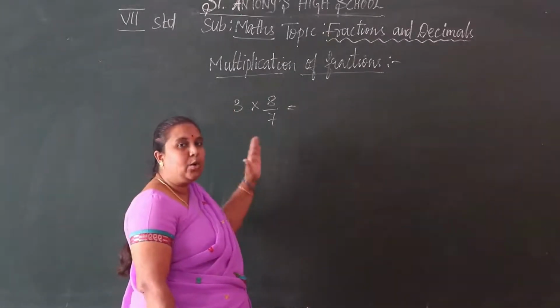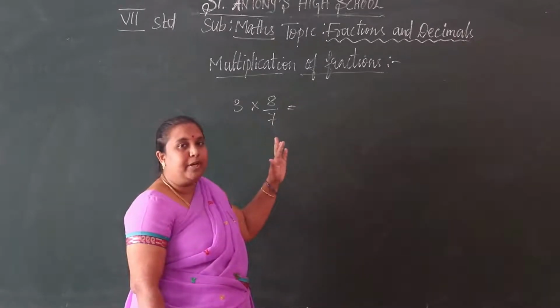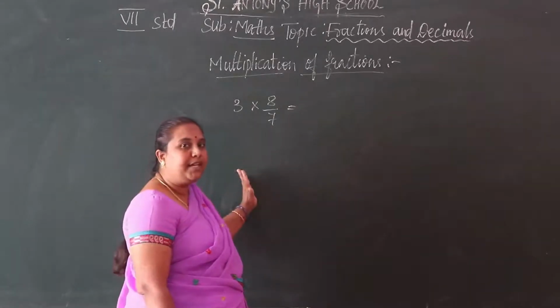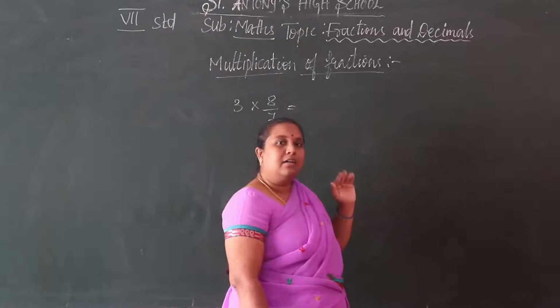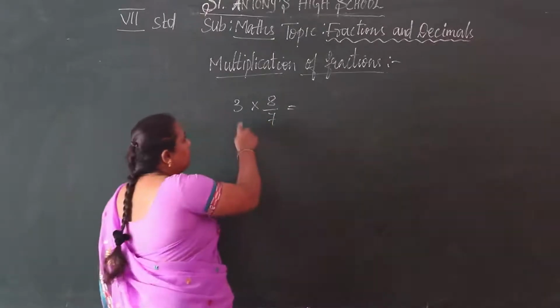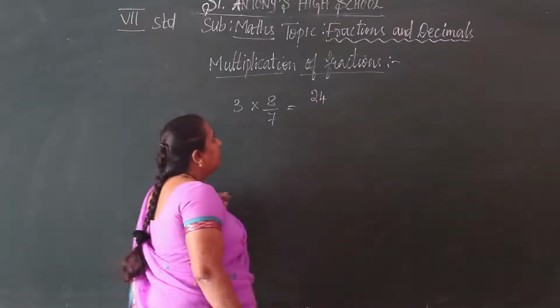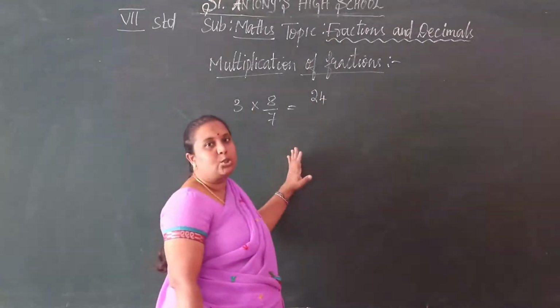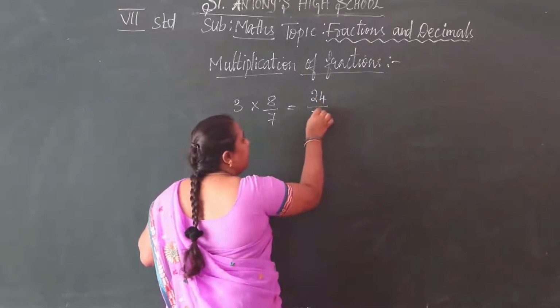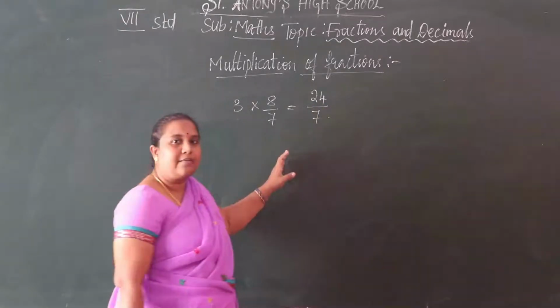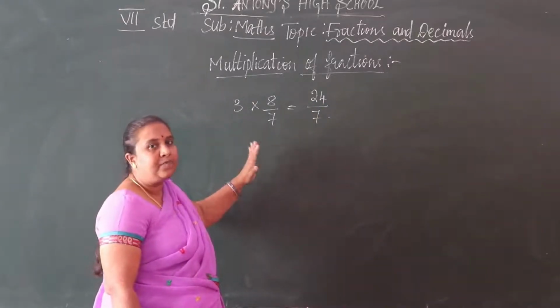You should multiply the whole number into the numerator of the fraction, and the denominator comes as it is in the solution. Okay, so 3 8s are 24, and the denominator as it is, we are writing 7. So 24 by 7 is the answer.